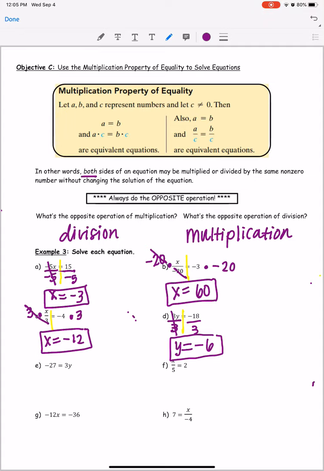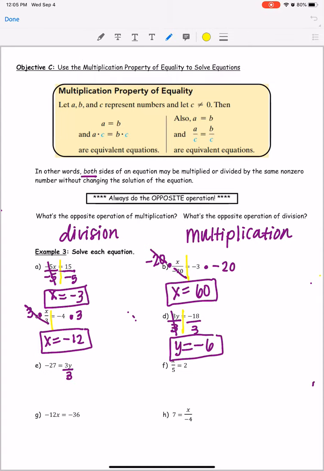Okay, and if you want to pause this video and see if you can do these last 4 on your own, I highly encourage it. But on E, we're doing the exact same thing. It doesn't matter that my variable is on the right. Still get it away from the variable. So on E, what is going on between my 3 and my y? The exact same thing that was going on between this 3 and y. They're being multiplied. Opposite of multiplying by 3 is to divide by 3.